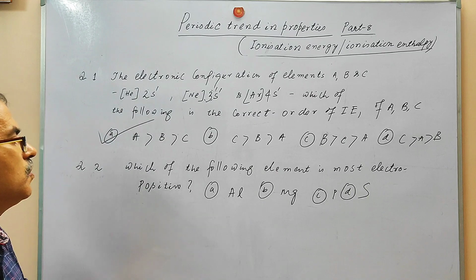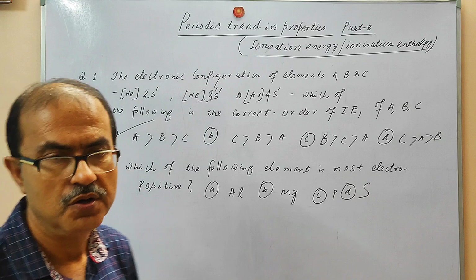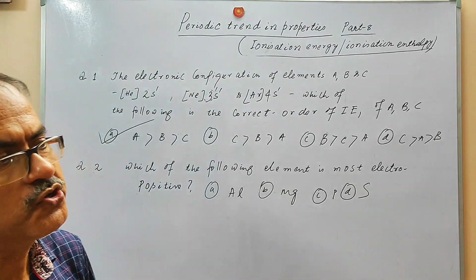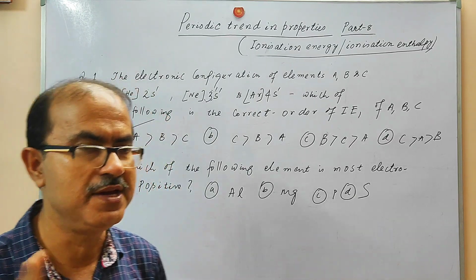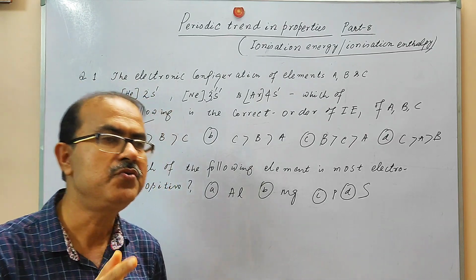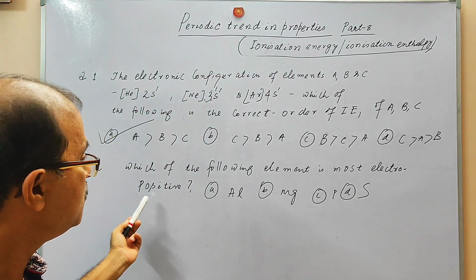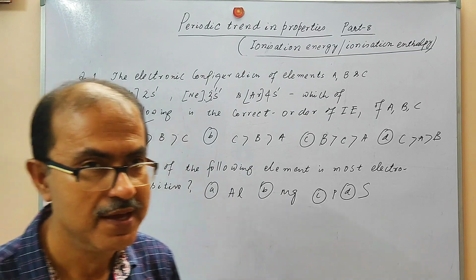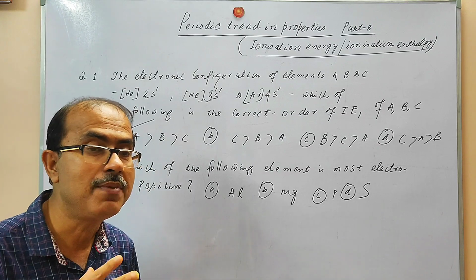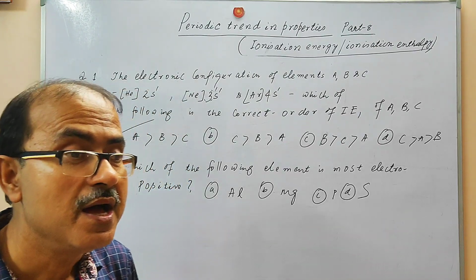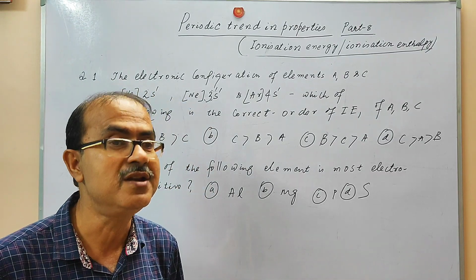In question number 2, which of the following elements is the most electropositive? What do we mean by electropositive? It can easily donate an electron, which means the element will have low ionization enthalpy. They are talking about which element among these has the lowest ionization enthalpy.